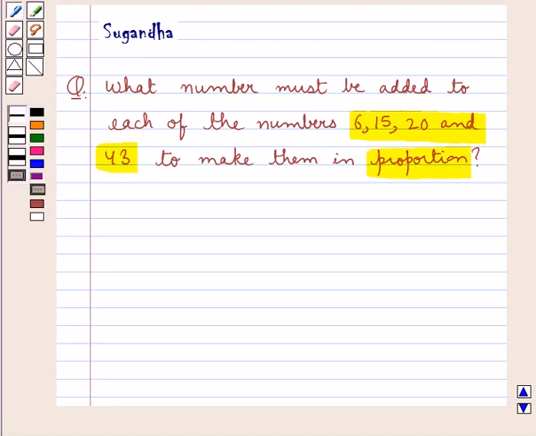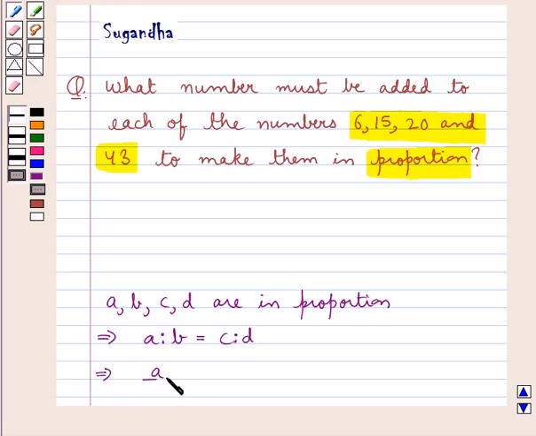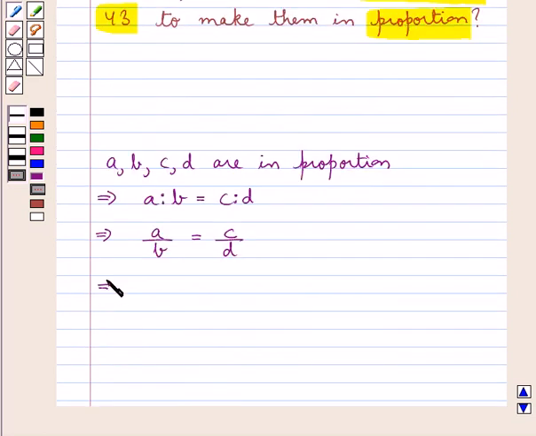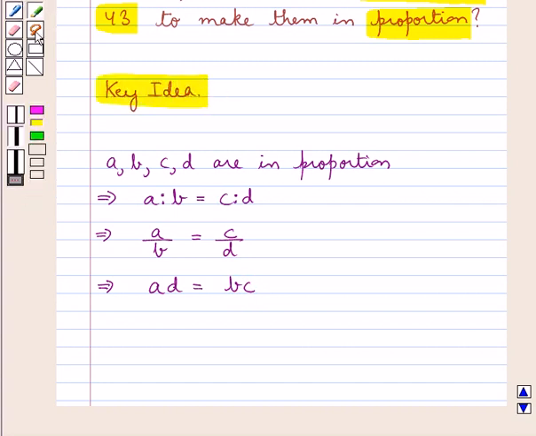We know that four quantities, say A, B, C, D, are in proportion implies that A is to B is equal to C is to D, or you can say that A upon B is equal to C upon D. This further means that the product of extremes, that is AD, is equal to the product of the means BC. This is the key idea that we use for this question.